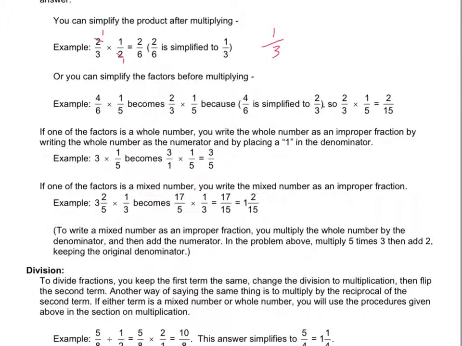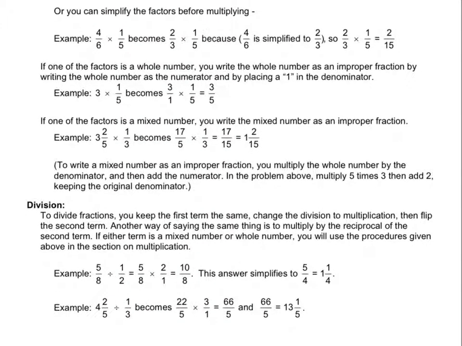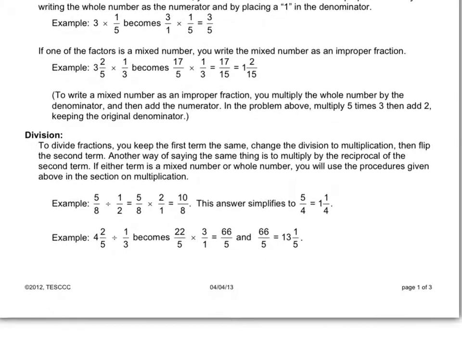Okay. If one of the factors is a mixed number, you write the mixed number as an improper fraction. Here we have 3 2/5 times 1/3. So you're going to multiply 5 times 3, which is 15, plus 2, and cross multiply 17 times 1, 5 times 3. And then when you get back, you want to change it from improper to mixed.